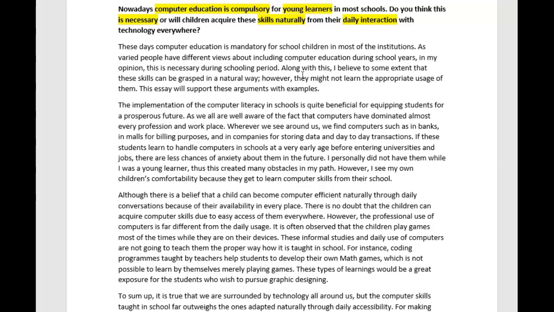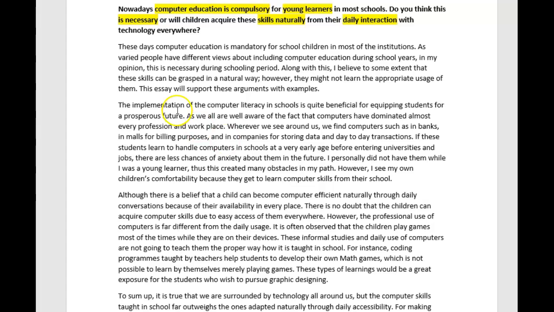Okay, this essay will support these arguments with examples. So it almost is as if you kind of feel like you're in between. Is that correct? It's kind of what it sounds like. So let's see what you actually said in the rest of your essay.